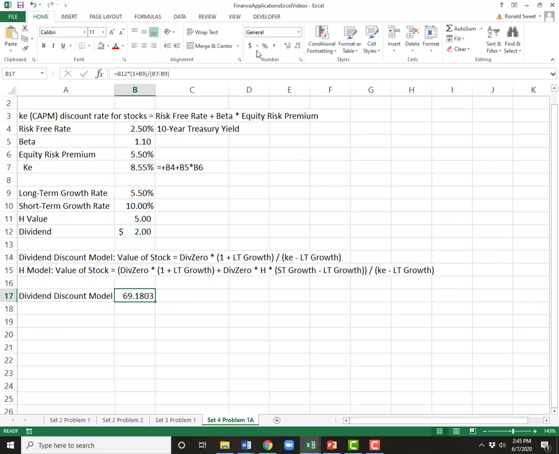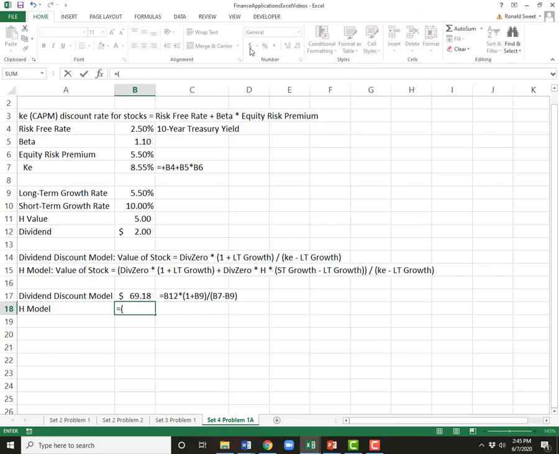I'm going to put that in dollars, and I'll copy that over so you can see the formula. Hopefully you're on all the same rows that I am on. $69.18. And then we'll do the H model. The H model is going to look very similar. We need to start with an open parentheses. We'll do it just like we did the dividend discount model.